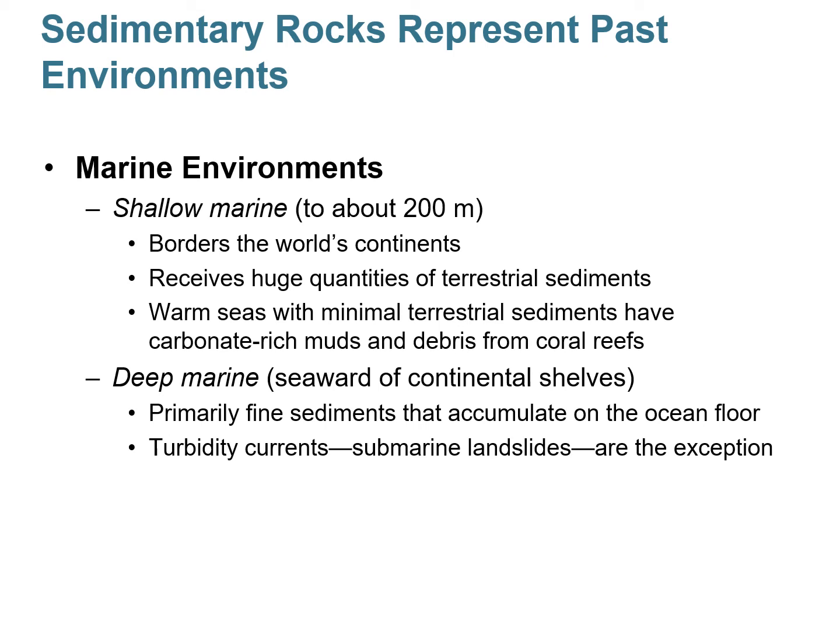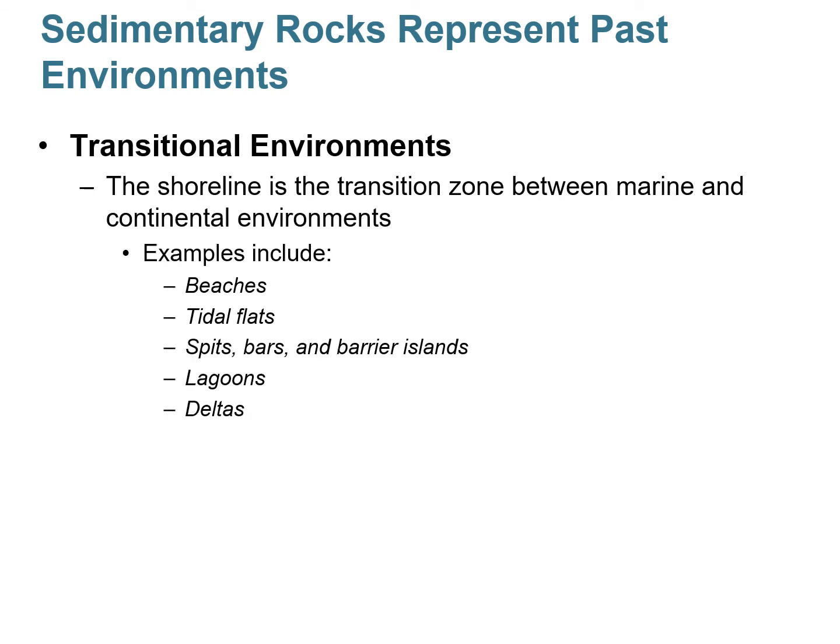There are these underwater avalanches called turbidity currents, which are like submarine landslides, and they bring larger sediment to the deep ocean floor. But that's kind of an exception. Most of it is really small, fine particles that take 50 years to settle through the entire water column in the deep ocean.